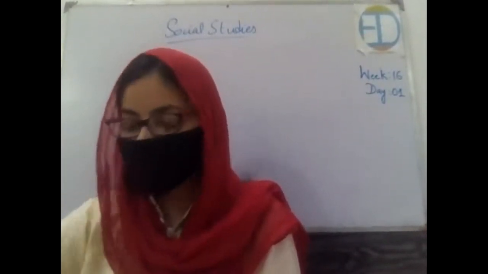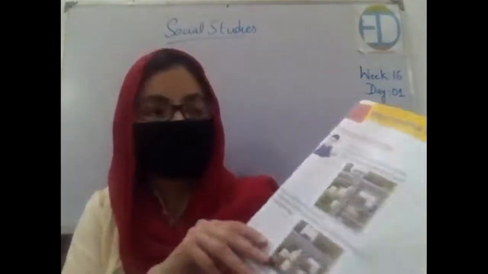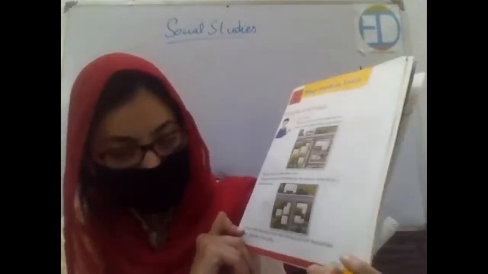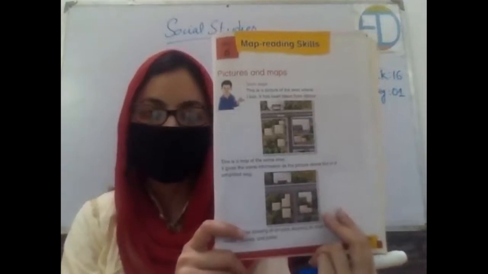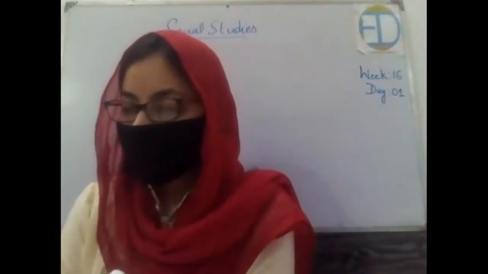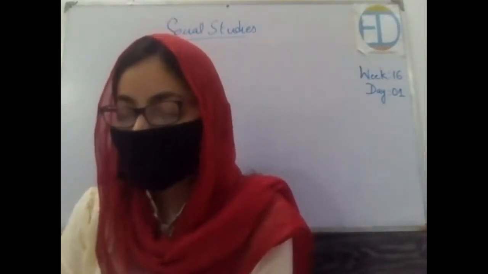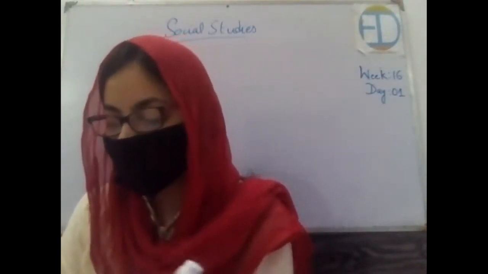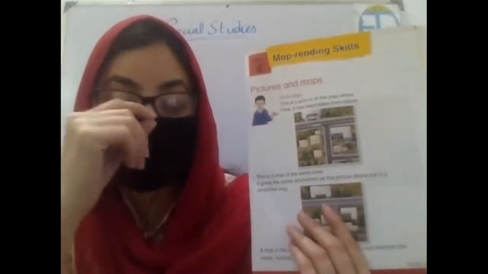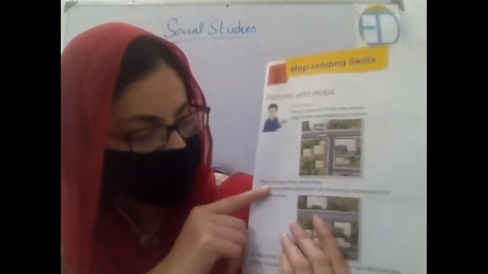Now before moving forward, I want you to please read this page together so that you get to know more about this. This is page number 61. All of you please open page number 61. Let's read this page together. This is a picture of the area where I live. It has been taken from above. This is the area where Sami lives, and he says that this picture has been taken from above, and it basically tells us what type of area it is.